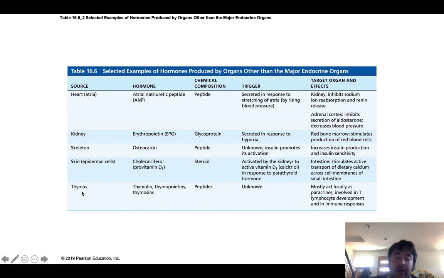Now, finally, I'm going to talk about the thymus. All of these little hormones produced by the thymus are peptide hormones. Their trigger is unknown, but it could be infection, right? I would postulate that infection is one of them. And what these hormones do is they're important chemical signalers in the immune response. They play an important role in regulating immune responses.